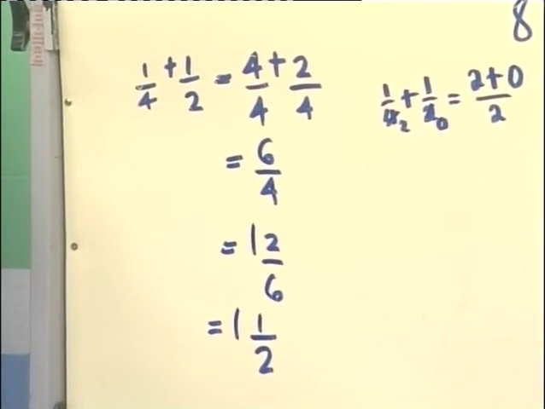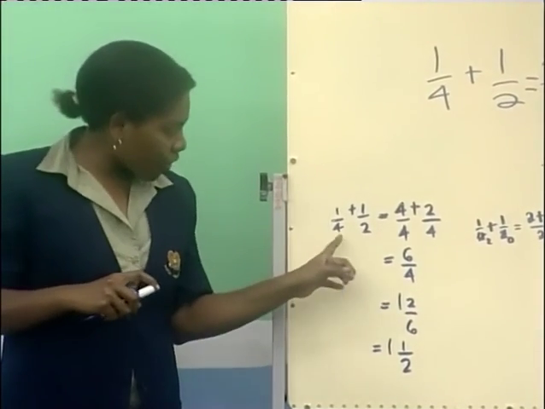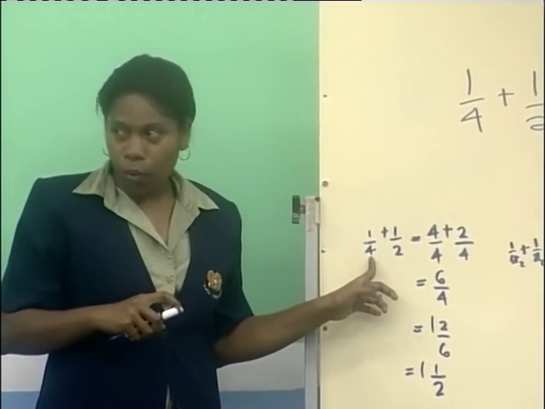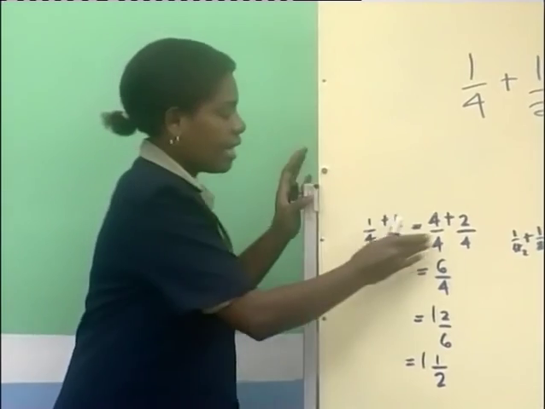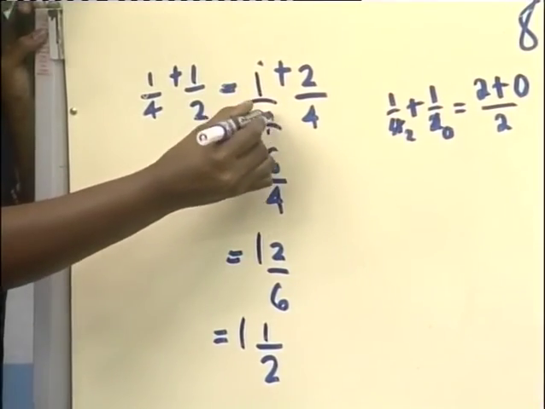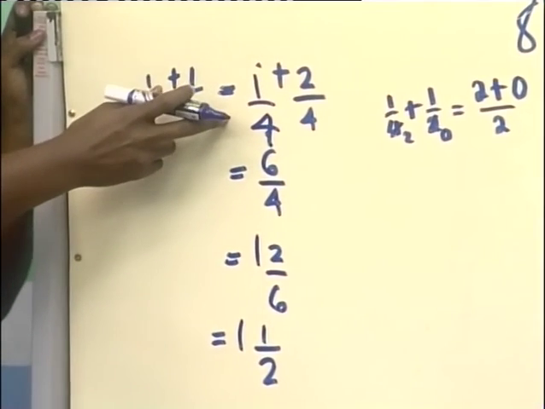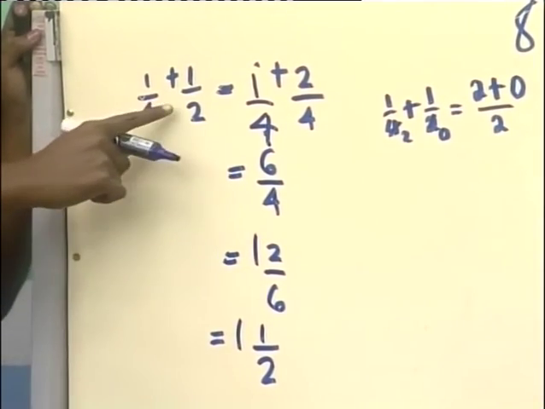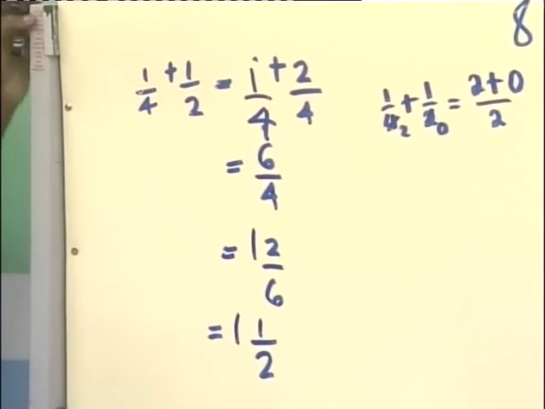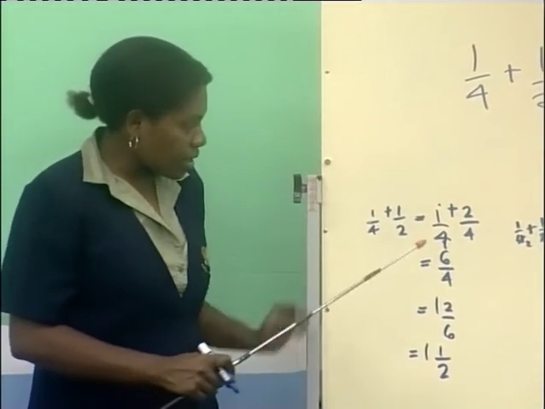A quarter, should it be changed or we leave it as it is? Because we have to find the lowest common denominator, which is 4, and we already have 4 here. Do we have to change it again? No, we leave it as it is. It should be 1/4, and we only change a half, because we're getting the lowest common denominator, which is 4. A half is changed to 2/4, 2 quarters.